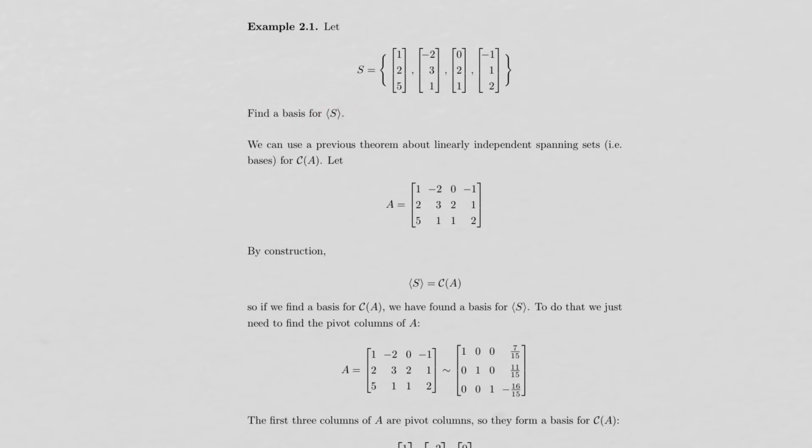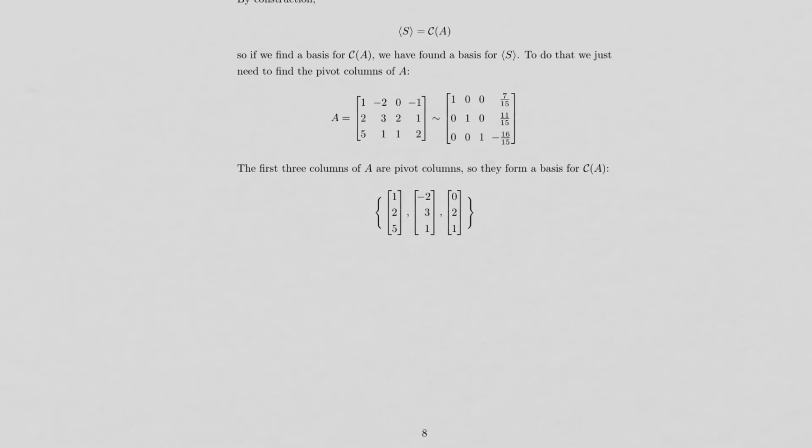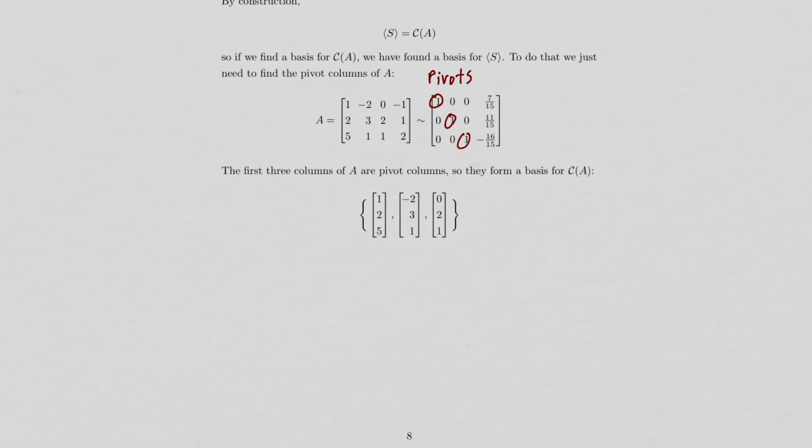Which really means find a basis for the column space of A, and we know how to do that from the previous chapters. So what we do is row reduce A, and then we find our pivots here. So we can see that the first three columns of the row reduced form of the matrix are the pivot columns. That means the first three columns of the original matrix are the pivot columns, and the corresponding vectors form a basis for the column space of A, and therefore for the span of S.